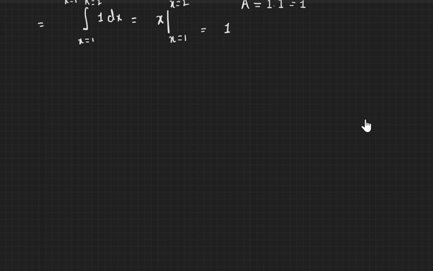Okay, let's say I want to find the area of the triangle. Let's see, area of the triangle, let's say this one, where the coordinates of this point are 0, 0, the coordinates of this point are 1, 0, and the coordinates of this point are 1, 1.